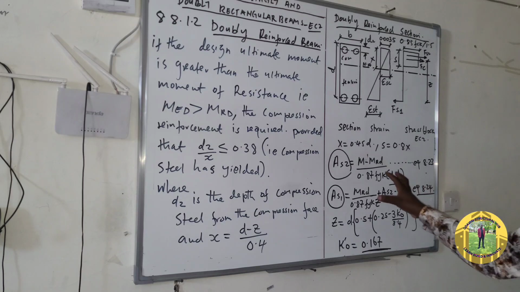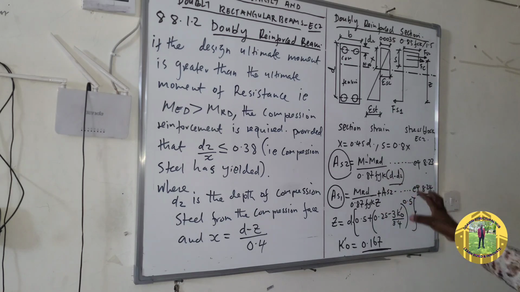You can check this formula for BS 8110 and do the comparison. I leave it as an assignment for you. Go and do research on the formulas which are used in a doubly reinforced beam in BS 8110.